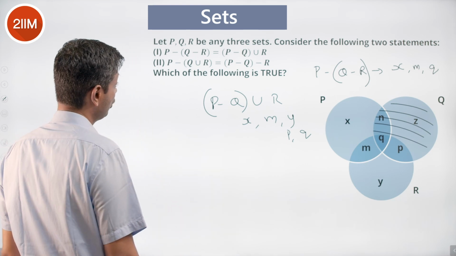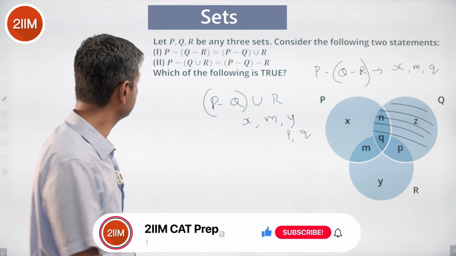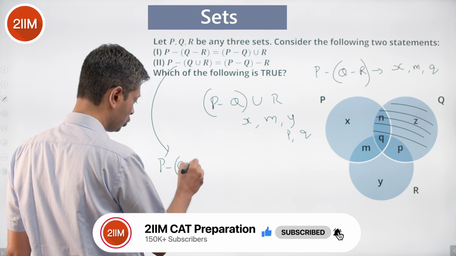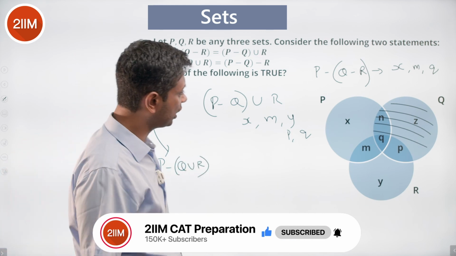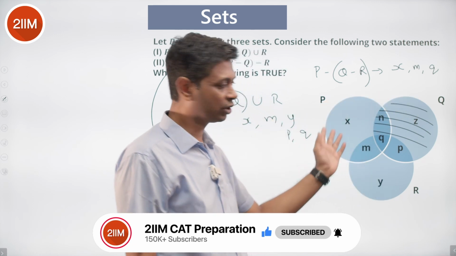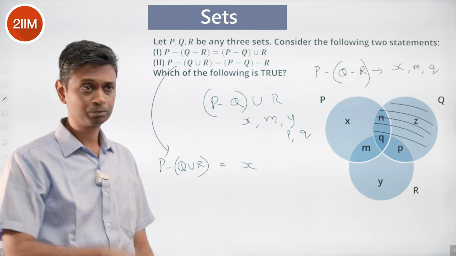Statement 2, P minus (Q union R), in P but not in Q union R. Q union R is the whole thing. In P but not in this is P only. That is X, region X.